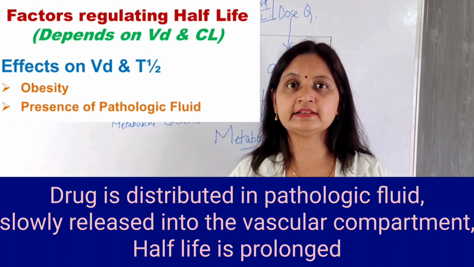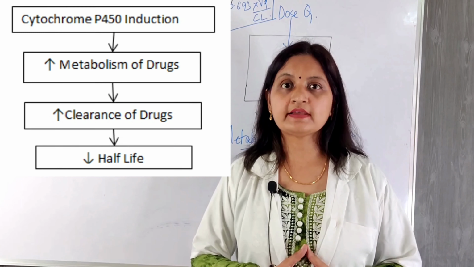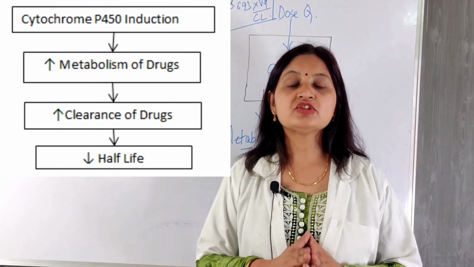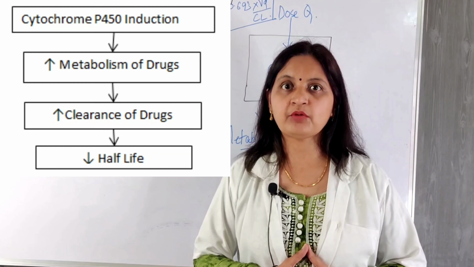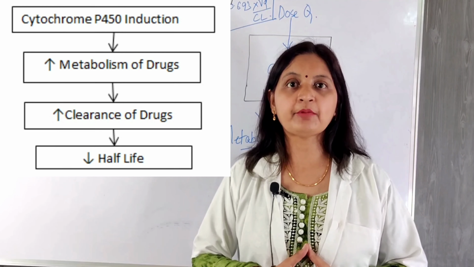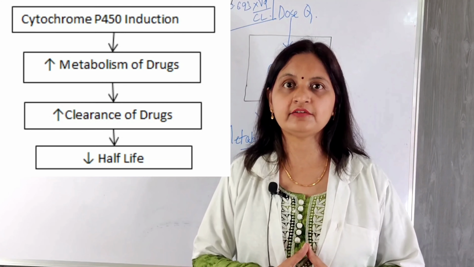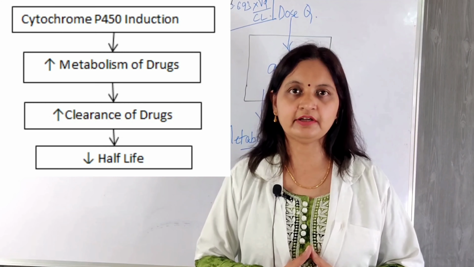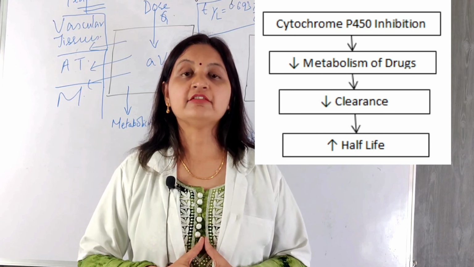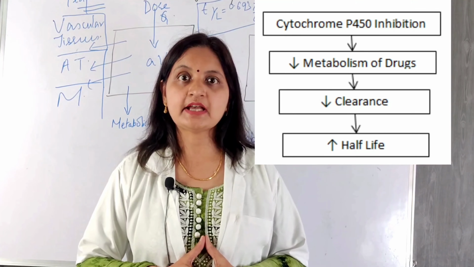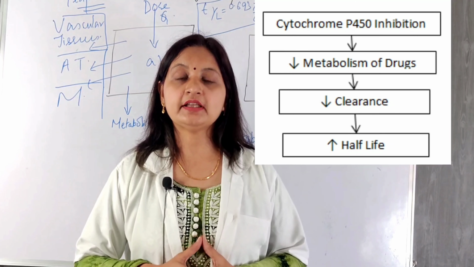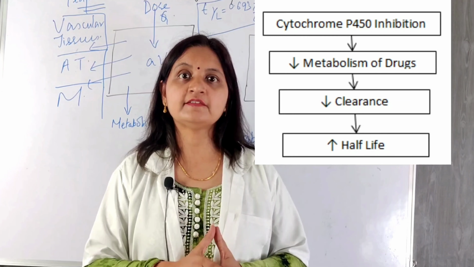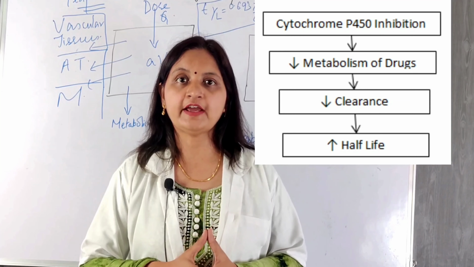Next, we move on to clearance. When the clearance of the drug is high, for example, induction of cytochrome P450 enzymes, which enhances the rate of metabolism of the drug, and due to increased metabolism, there is increased clearance of the drug, and increased clearance decreases the plasma half-life of the drug. On the contrary, if the cytochrome P450 enzymes are inhibited, there is inhibition in the hepatic metabolism of the drug. This leads to increased accumulation of the drug and prolongation of half-life.